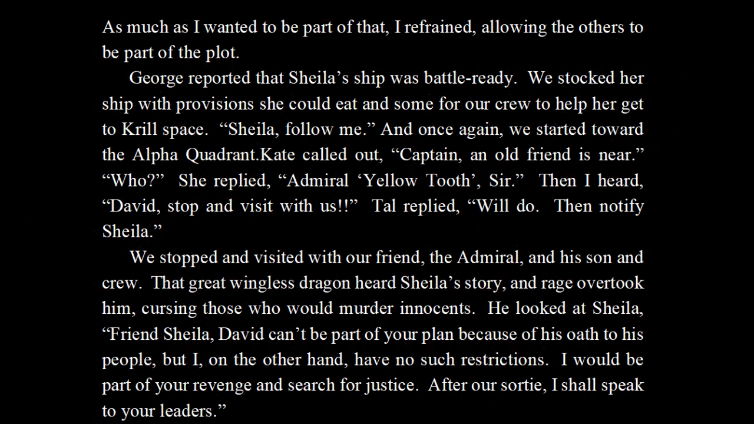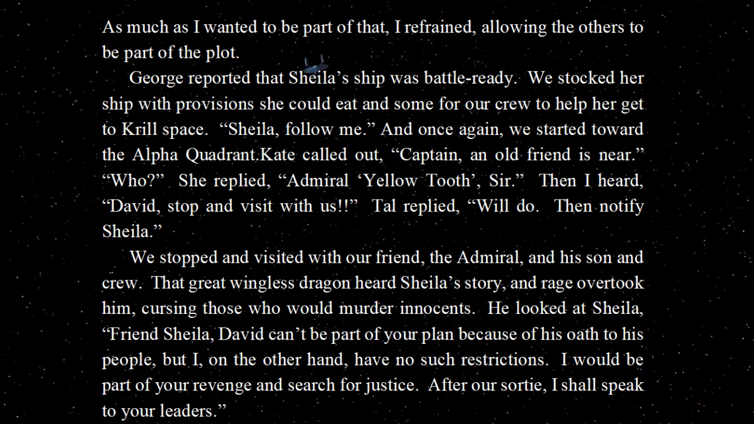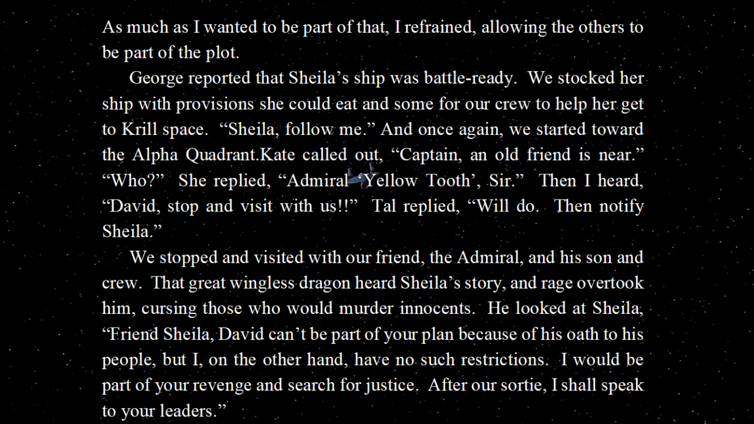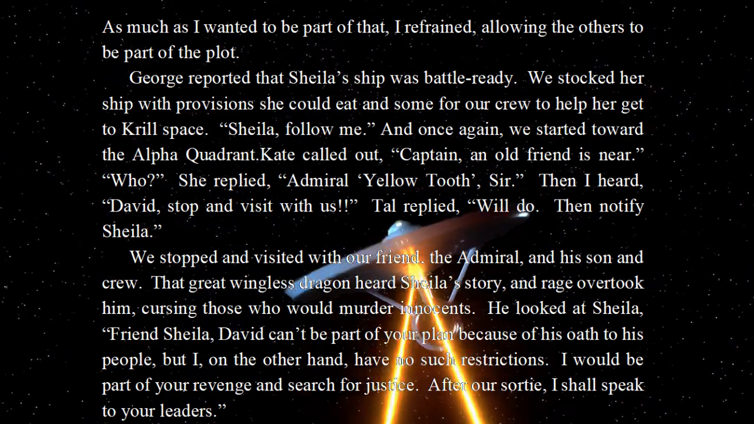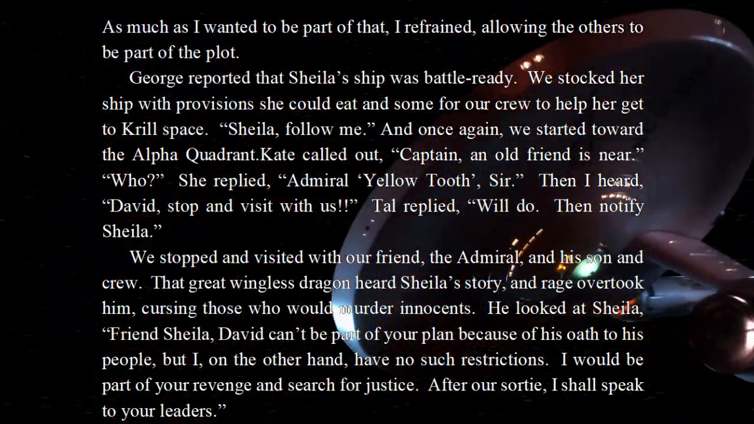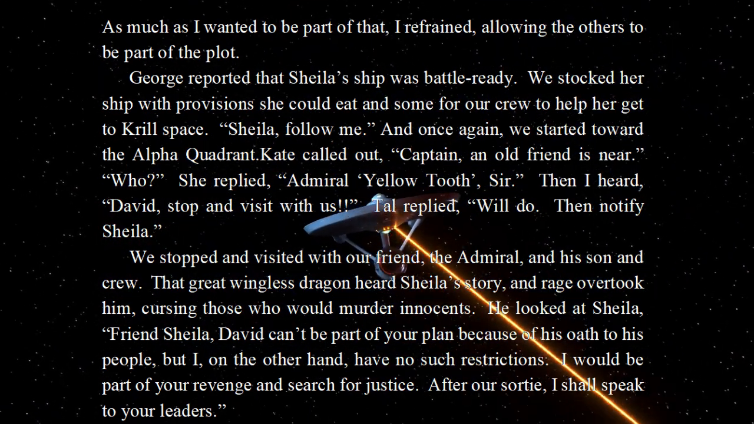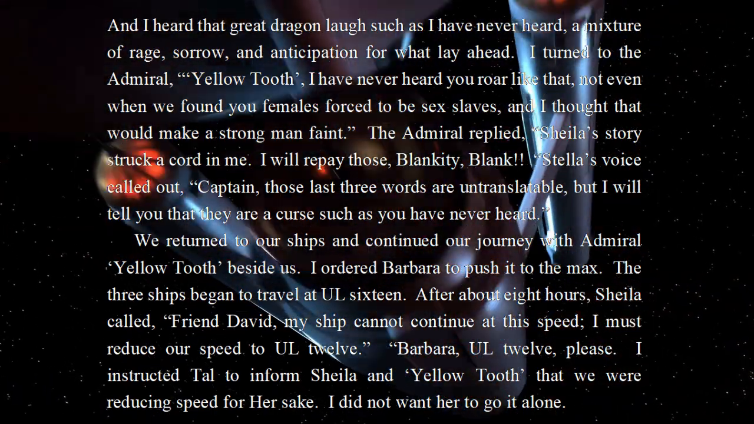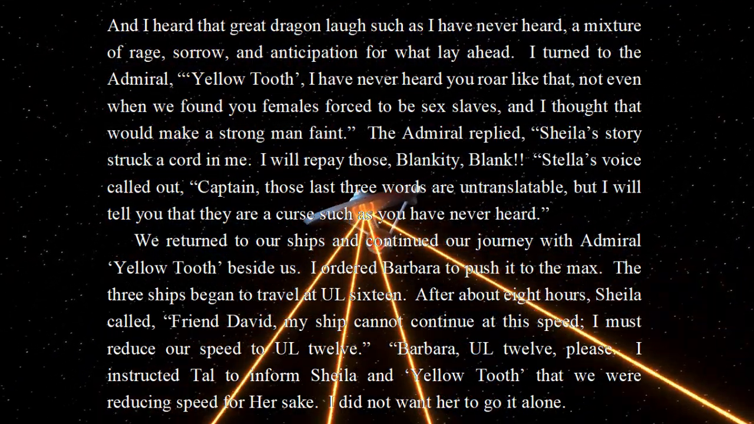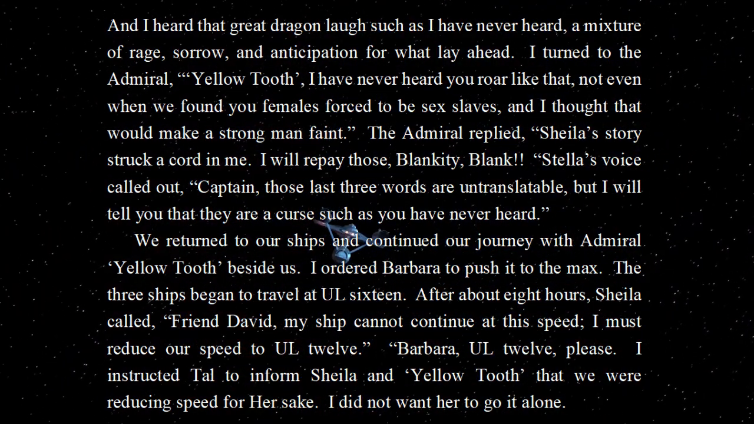That great wingless dragon heard Sheila's story, and rage overtook him, cursing those who would murder innocents. He looked at Sheila. Friend Sheila, David can't be part of your plan because of his oath to his people, but I, on the other hand, have no such restrictions. I would be part of your revenge and search for justice. After our sortie, I shall speak to your leaders. And I heard that great dragon laugh such as I have never heard, a mixture of rage, sorrow, and anticipation for what lay ahead.